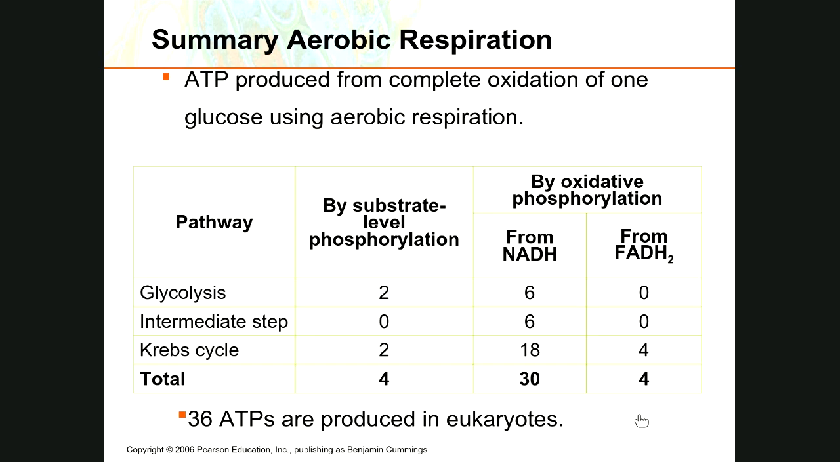So why is it that prokaryotes average around 38 molecules of ATP, and eukaryotes average around 36?